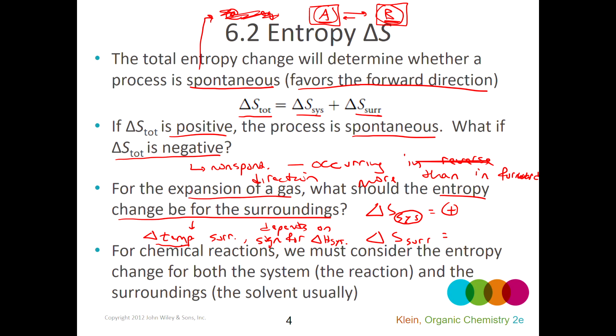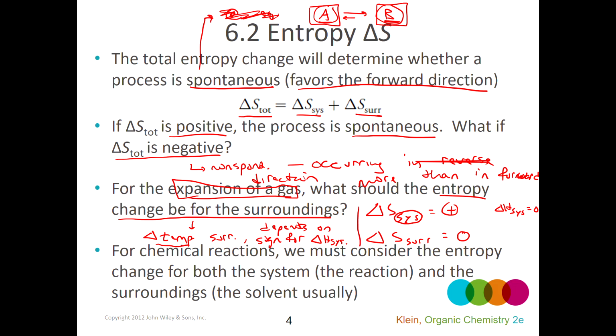So in the example of the expansion of the gas, though, we said that delta H for the system was 0. There's no attractions breaking or forming, no change in the structure or attractions or repulsions, so there's no change in stability. And that means no energy is exchanged with the surroundings, and so the temperature of the surroundings should not change, and the entropy change in the surroundings would be 0.